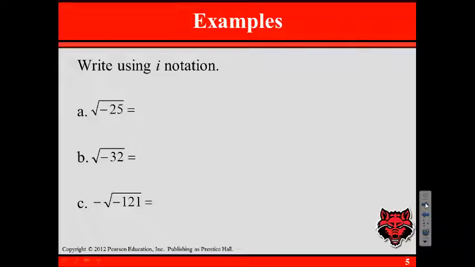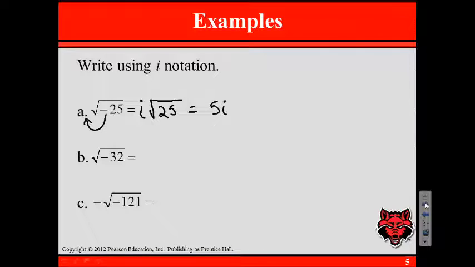Before, we would write these as not a real number because we have a negative sign underneath the square root. Instead, we are now going to rewrite this, pulling the negative to the outside and rewriting it as an i. So that becomes i square root 25. We know the square root of 25 is 5. So this becomes 5i.